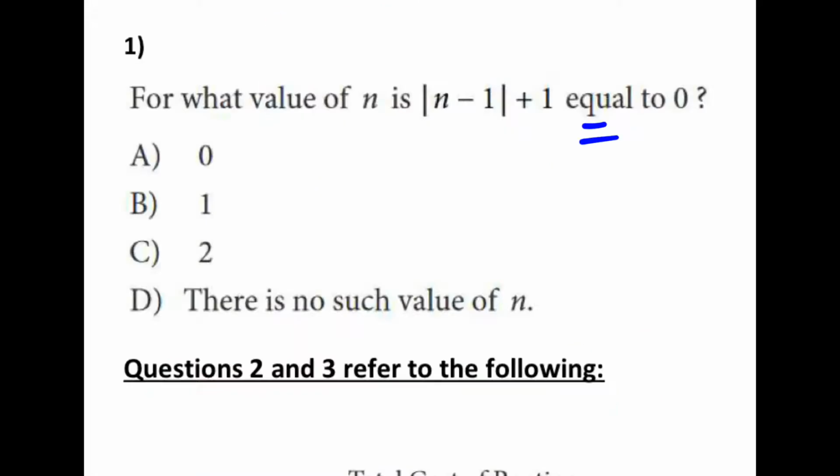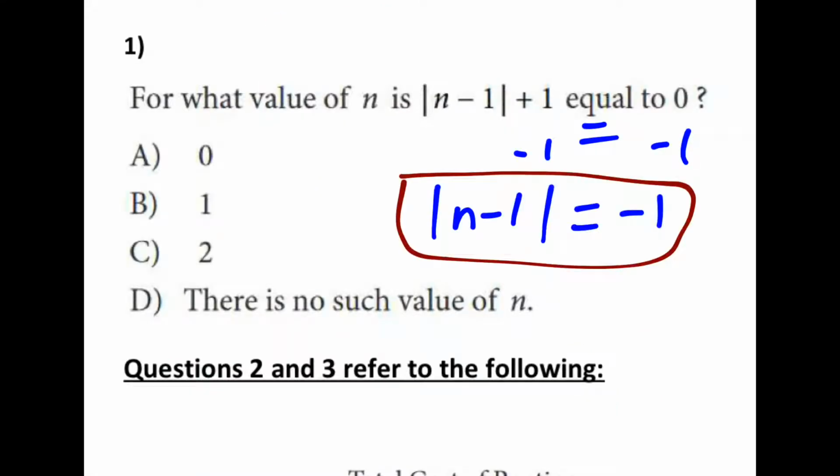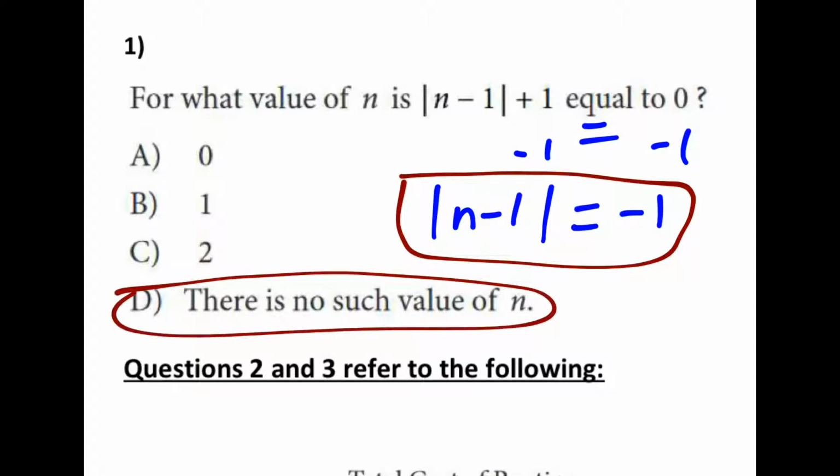The problem here is that when we subtract 1 from both sides, we end up with the absolute value of n minus 1 is equal to a negative 1, which breaks the definition of absolute value, because absolute value is distance from 0. Distance cannot be negative. There is no such value.